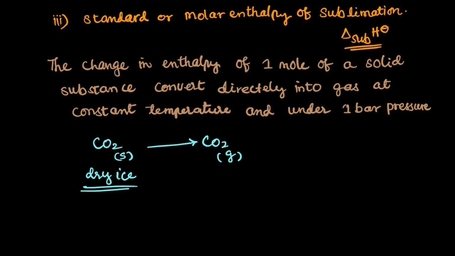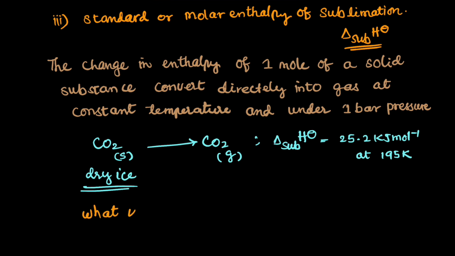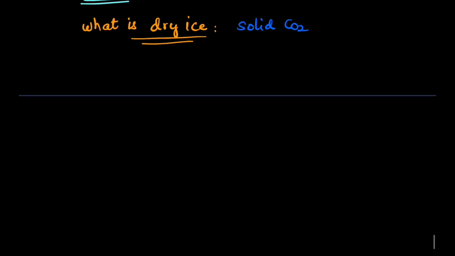Which of the following is dry ice? Like this, the competitive exam may ask, or at board level they may ask what is the dry ice formula. So CO2 solid converted to CO2 gas, its sublimation enthalpy is a positive 25.2 kilojoule per mole at 195 Kelvin. Now the question they may ask, what is dry ice? Solid CO2, or solid carbon dioxide, is called dry ice.